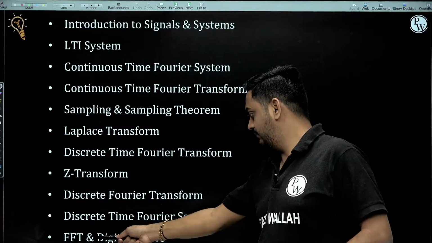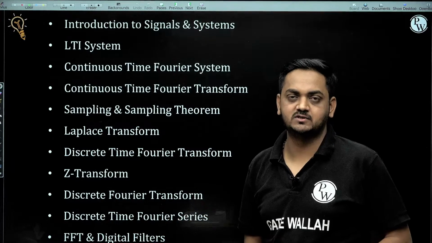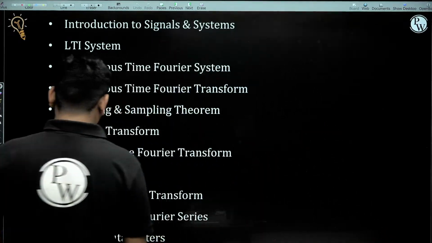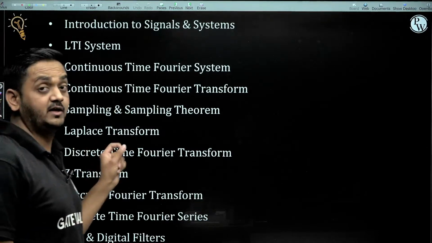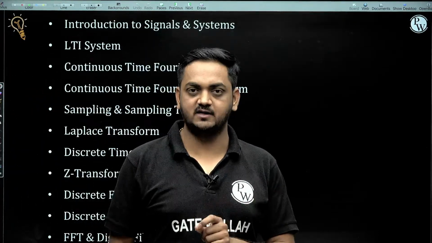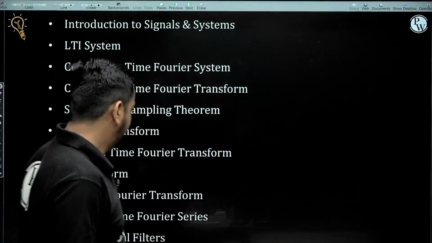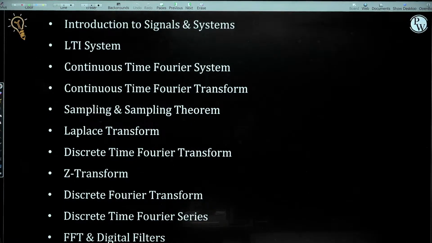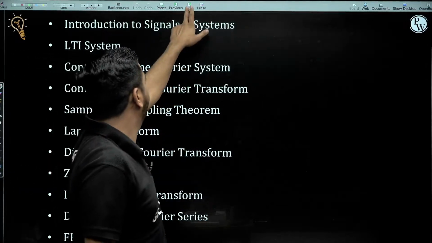Now this FFT and digital filters chapter is only for IN students. The last chapter is not for ECE and electrical for the GATE exam, and this may be helpful in your semester exams and in other competitive exams also.